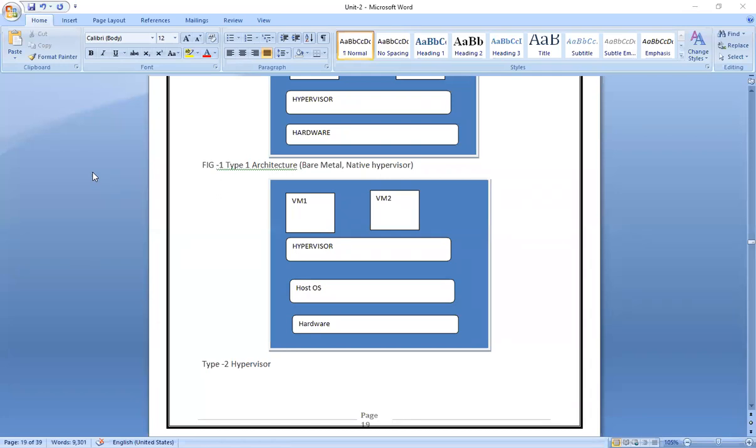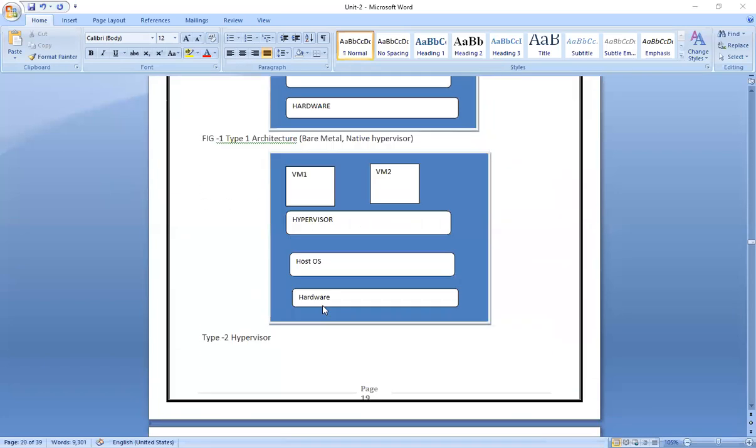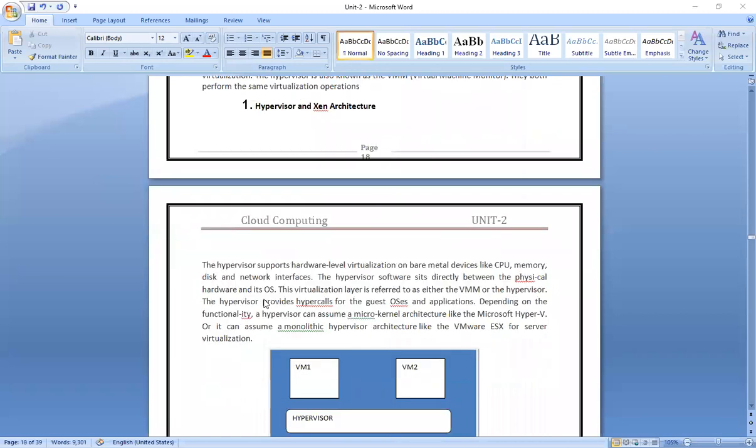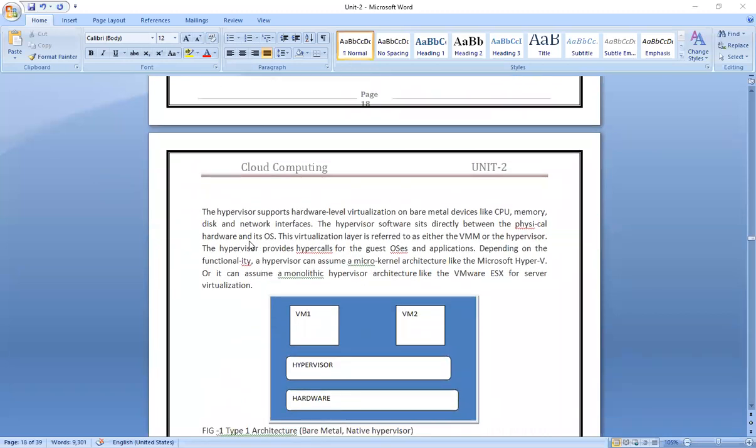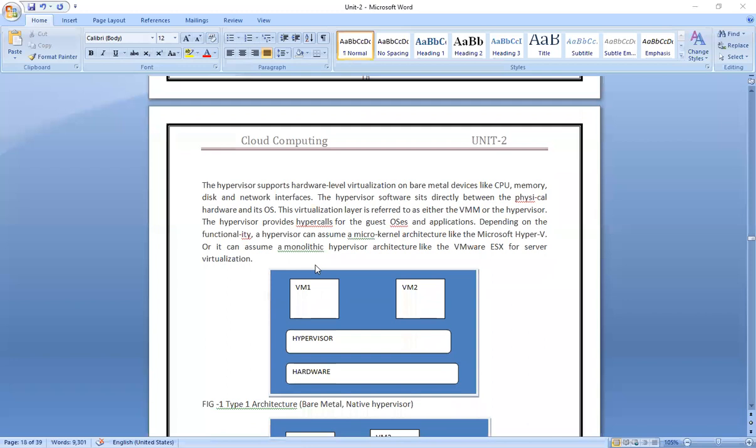So this is the concept of hypervisor. Simply, the same concept is written here. The hypervisor supports hardware level virtualization on bare metal devices like CPU, memory, disk, and network interface. The hypervisor software sits directly between the physical hardware and its operating system. The virtualization layer is referred to as either the virtual machine monitor or the hypervisor. The hypervisor provides hypercalls for the guest operating systems and its applications.